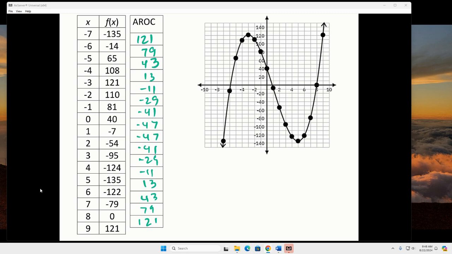So when we start off, we're going from 121 to 79. Is that number increasing or decreasing? Decreasing. So I'm going to start highlighting. You guys tell me when these numbers stop decreasing. Okay. So this is where the average rate of change is decreasing, because those numbers are getting smaller, smaller, smaller.